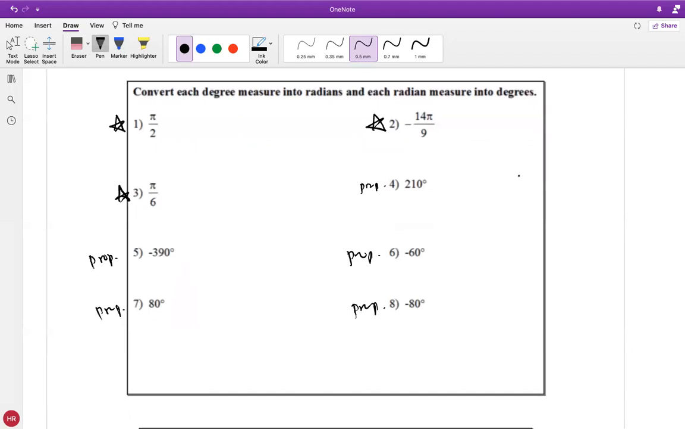And the proportion again is degrees over 180 equals radians over pi. And this, you're going to have to solve like a little cross multiplying equation here to get that, but that's how you do degrees and radians.